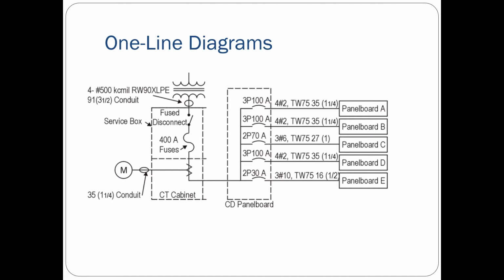One-line diagrams, also called single-line diagrams, use simple geometric shapes. They show the basic interconnection. They're not put to scale and they're not physically accurate, but they are a general orientation of components. Some one-line diagrams will also give you notations about overload, wire size, and conduit size.